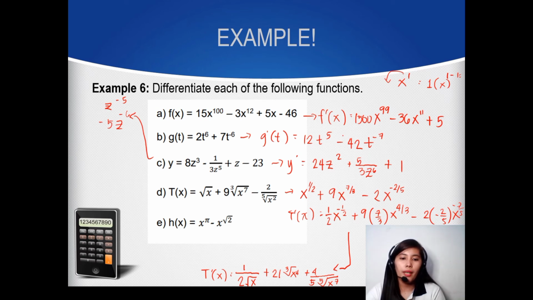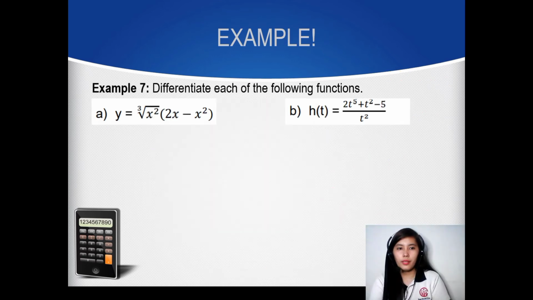Then for letter E, h prime of x. So we have here x raised to pi. So we'll put the pi in front, then x, then pi minus 1. So that's just as simple as that. Then x raised to square root of 2. So again, we'll put the square root of 2 in front of x. Then the exponent will be subtracted by 1. So that is the derivative.